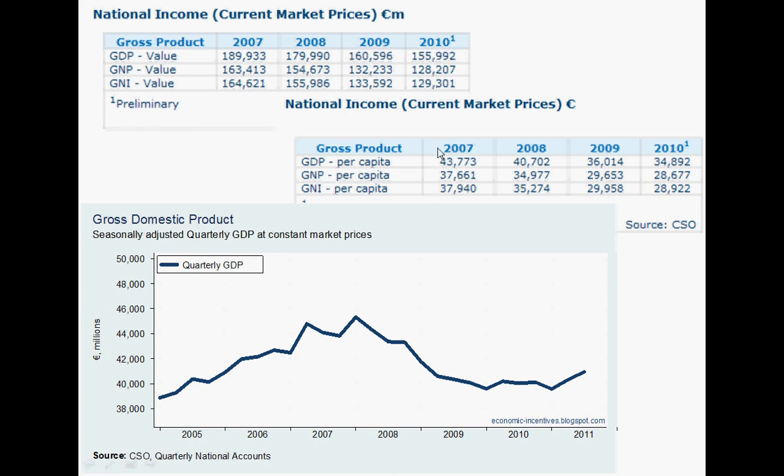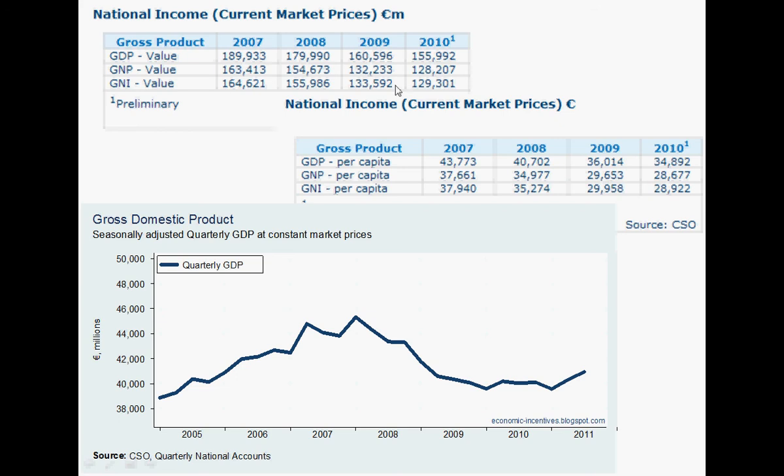That means we get transfers from abroad: our contribution to the EU budget, our own foreign aid budget, and then what we receive back from the EU and other sources means that we're net recipients. Not a huge amount, but it does mean that GNI, gross national income, is slightly larger than GNP.